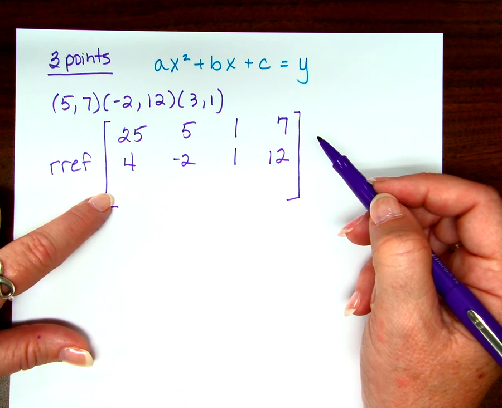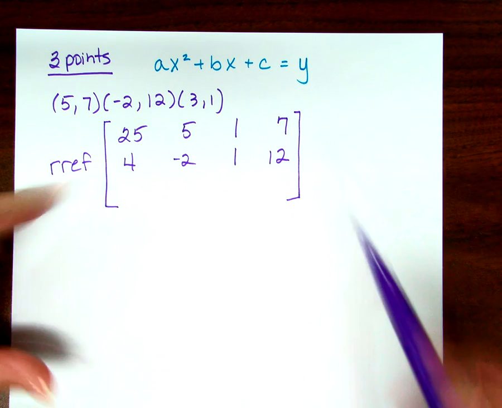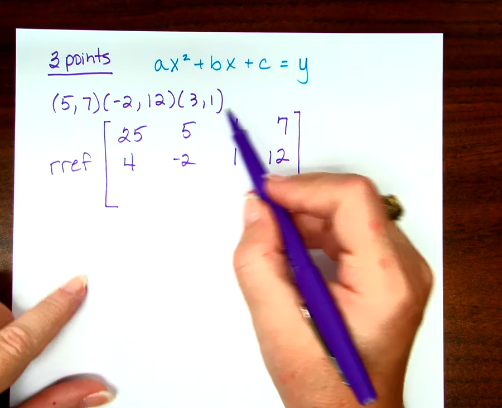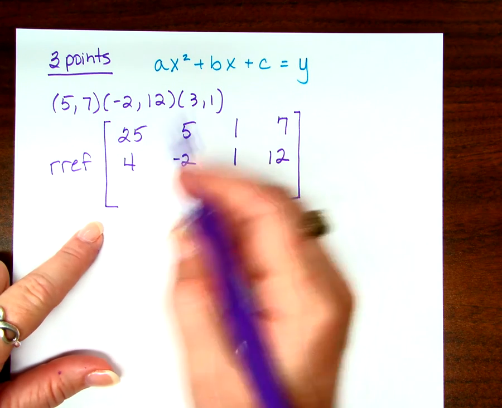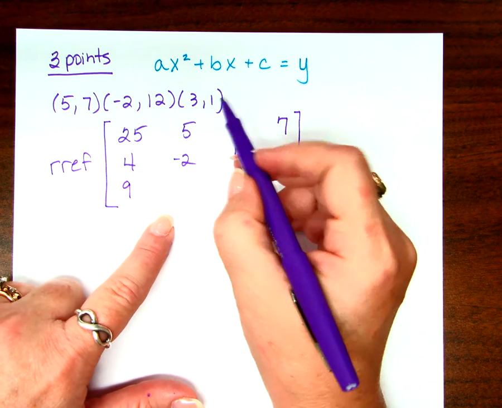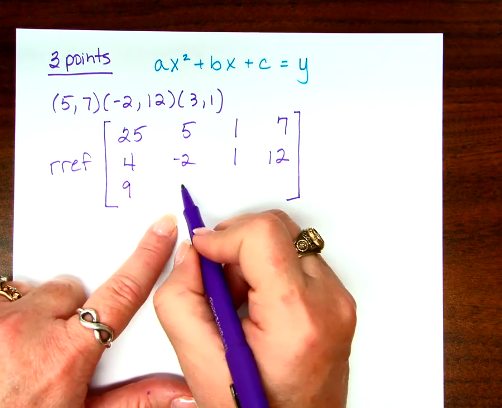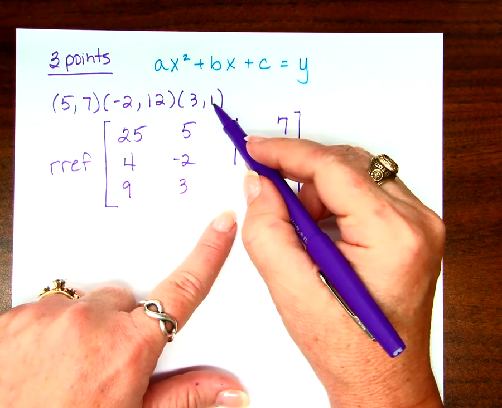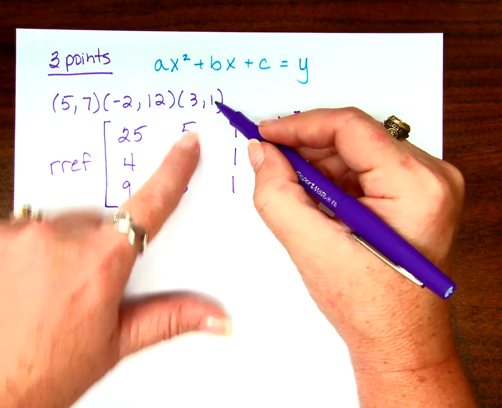Guess where the third row is going to come from? Yes, the third point. What do I do with the x? I square it. What do I do with the x now? Write it down. What do I put here? 1. And here? 1.